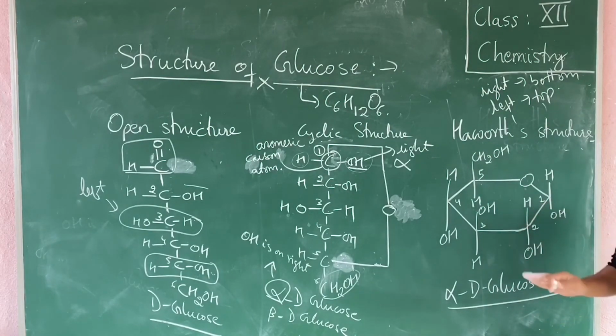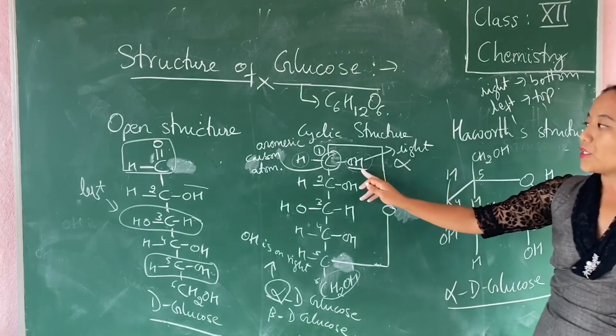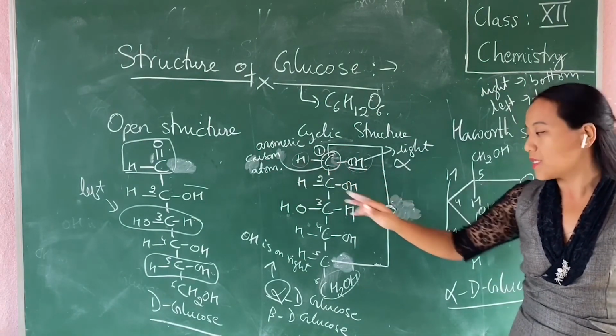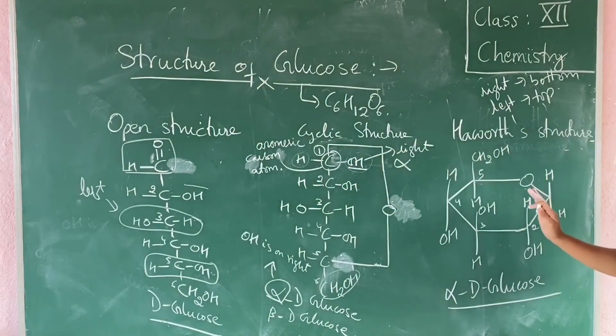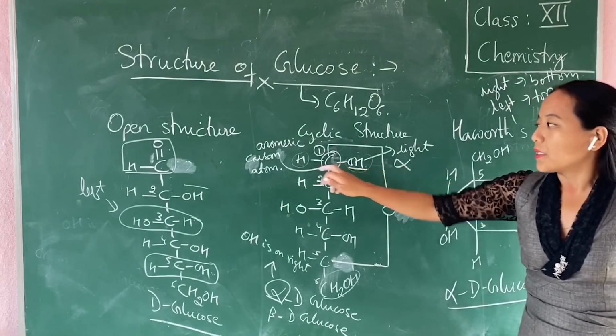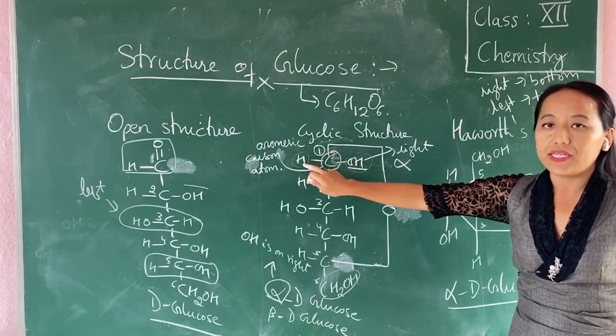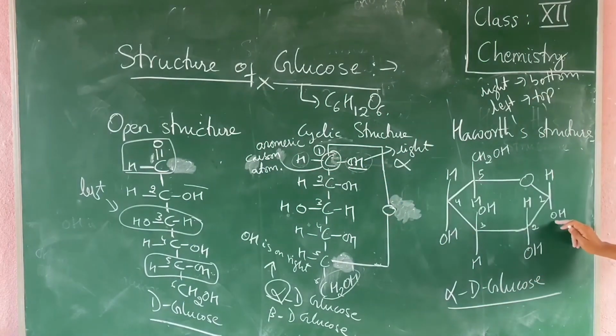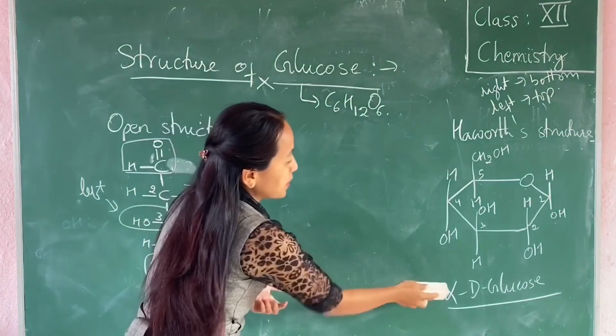In the case of beta D glucose, since OH will be on the left hand side, everything is same. Only thing is here OH will be on the left hand side. So this OH will go on the top and this hydrogen will come at the bottom. So that is the difference between alpha and the beta D glucose. Now this is alpha D glucose.